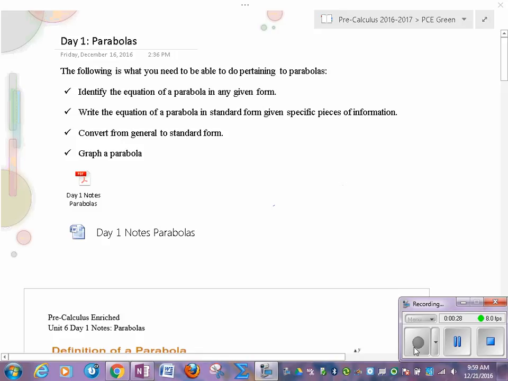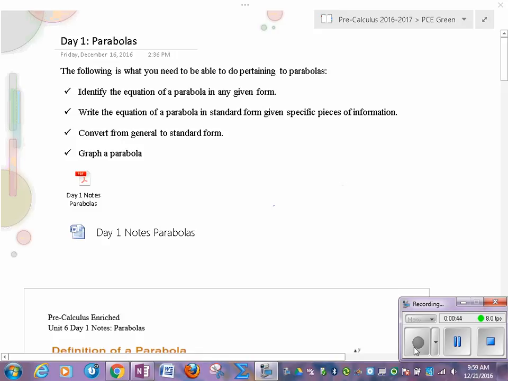You should have already looked over your introduction to conics. There's a little flow chart for you to look at on how to identify different equations of different conics. So make sure you give that a quick look as we go through this unit. There's some things that you need to be able to do in order to take your practice quiz at the end of this unit.